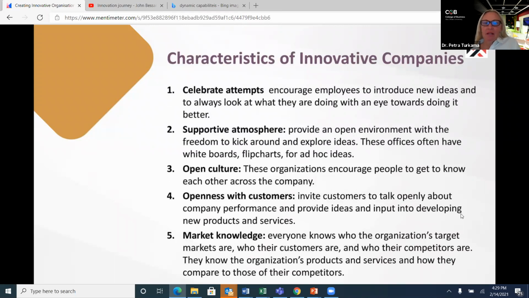So let's have one look into what are the characteristics of this type of companies before we continue with a little bit of a conversation. So we celebrate attempts. So it's not only for those winners, but we need that mass. In order to get 10 innovations, we need 100 ideas, with this 10% rate.